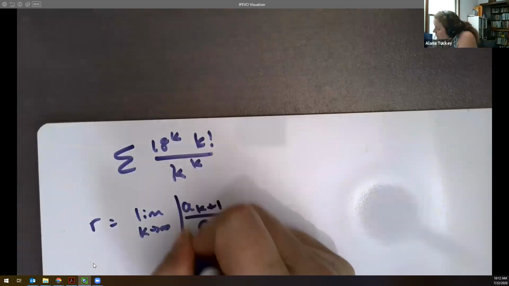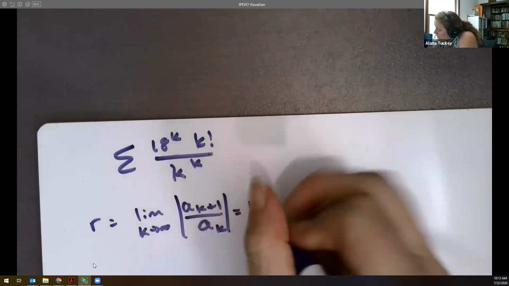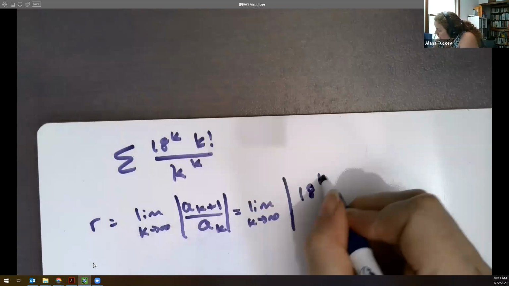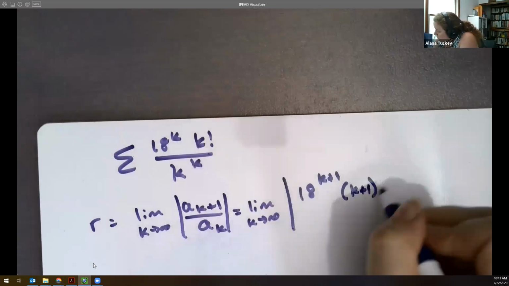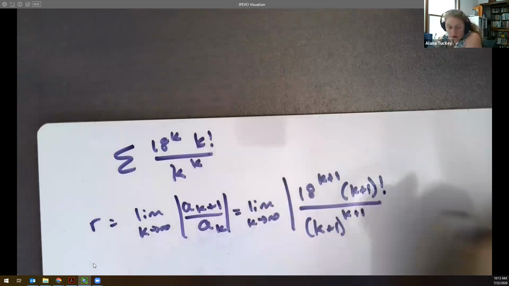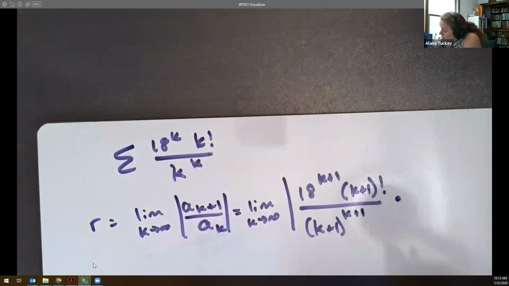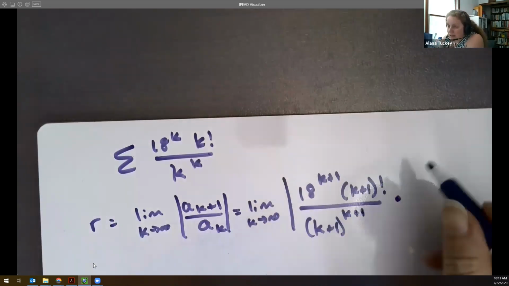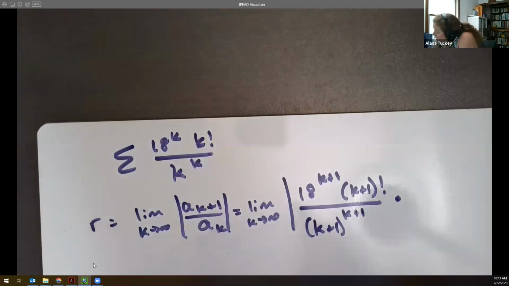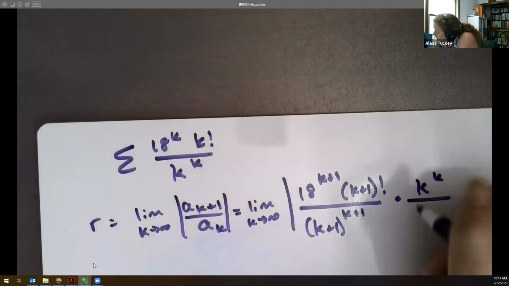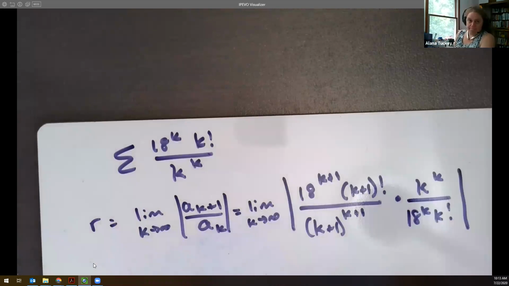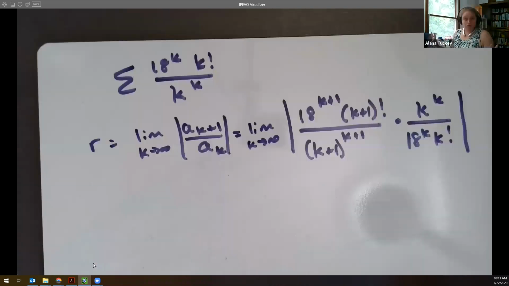All right, so then this is the limit as k goes to infinity of 18 to the k plus 1 times k plus 1 factorial over k plus 1 quantity to the k plus 1. All right, are we all cool if I skip the middleman? Technically, it's divided by this guy, but if it's divided by a fraction, I can just flip and multiply. So I'm going to do k to the k over 18 to the k, k factorial.